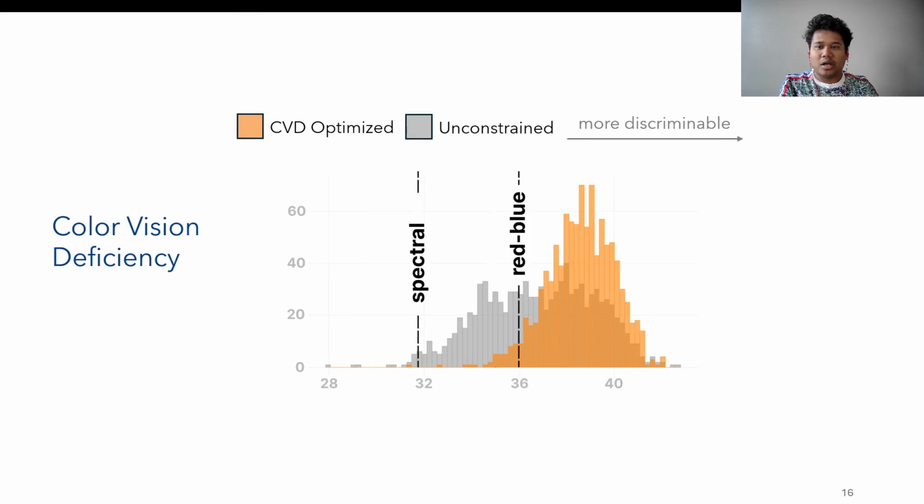For CVD, we plot discriminability as observed by a viewer with Deuter anomaly, which is the most common condition found. When the CVD optimization is enabled, ColorMaker generates designs that are sufficiently discriminable by a person with color blindness. In summary, ColorMaker produces a diverse set of solutions with perceptual characteristics similar to well-known designs.